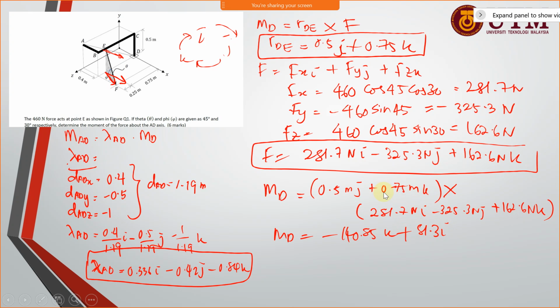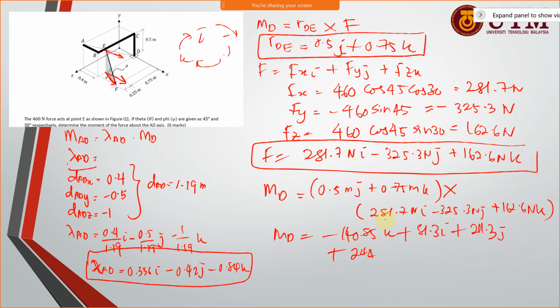Yang second pula. 0.75. K cross I, K cross I positif J. Jadi tambah 0.75 darab 281.7, 211.3 J. K cross J sama dengan negatif I. So negatif, negatif, positif. So 0.75 darab 325.3, 243.9. 244 lah.